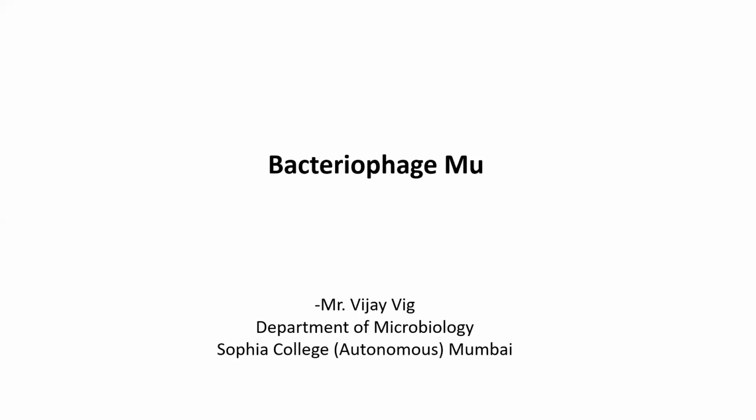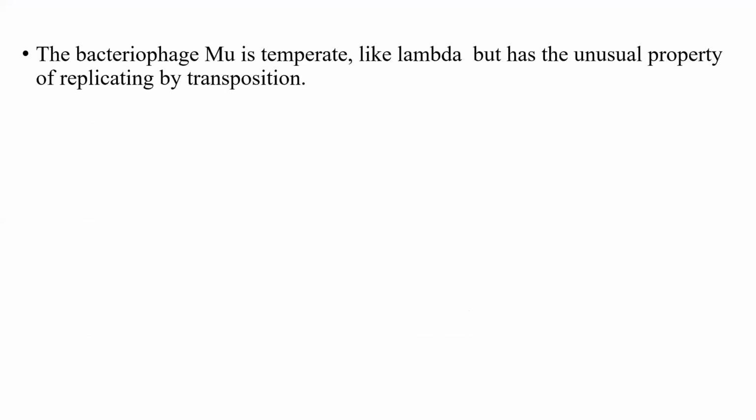Hi everyone, in this recording we'll learn about Bacteriophage mu. The Bacteriophage mu is a temperate phage like lambda phage. That means it has a choice to undergo either a lytic cycle or a lysogenic cycle, but has the unusual property of replicating by transposition.